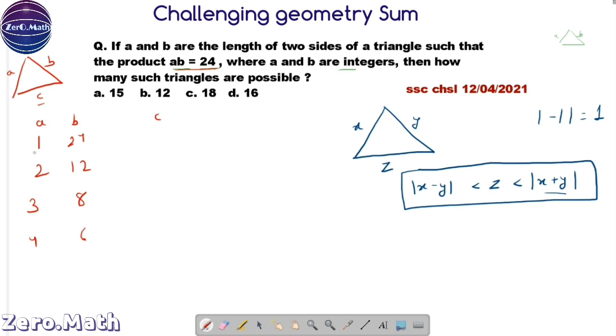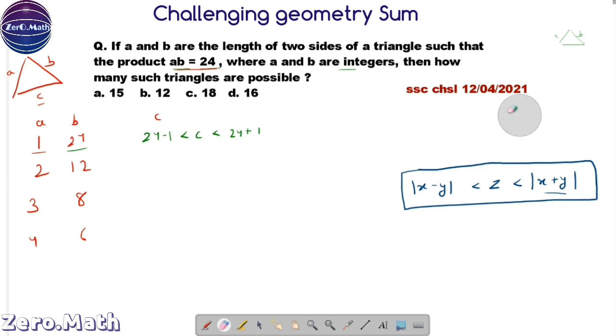Okay, so in the first case, the length of A is 1 and B is 24. So what is the value of C? To identify the possible value of C, just remember the concept we just learned. So C has to be greater than 24 minus 1, that is B minus A, and it has to be less than 24 plus 1. I hope you got this concept. Okay, so let's further simplify it. So 24 minus 1 is 23. So C has to be greater than 23 and it has to be less than 24 plus 1, which is 25.